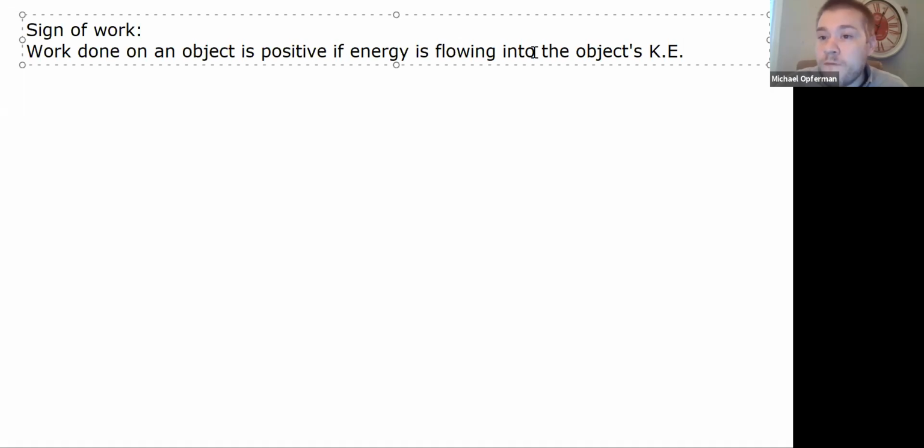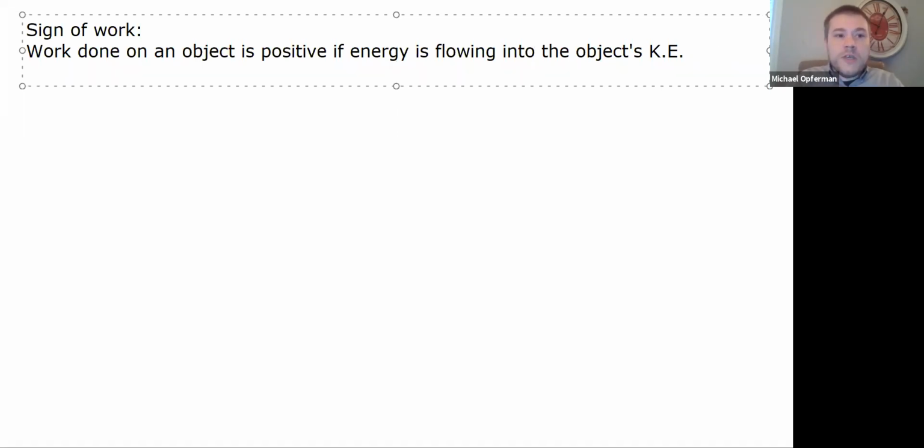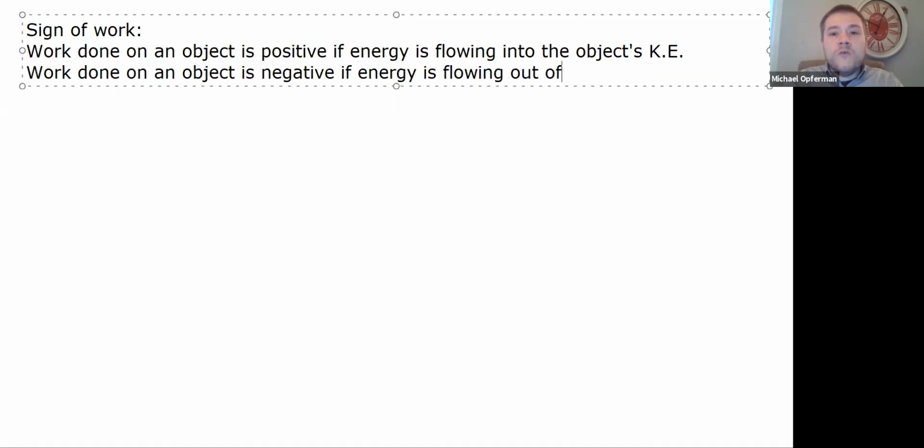Remember that work is a flow of energy, a transfer of energy. So what we're saying here is that if the transfer is into the object's kinetic energy, then the work done on the object is positive. And conversely, work done on an object is negative if energy is flowing out of the object's kinetic energy. Okay, now that sounds very simple, right? Why did I say that this was a confusing point?